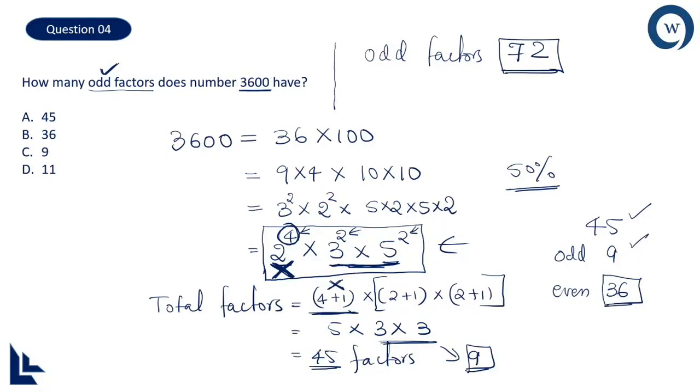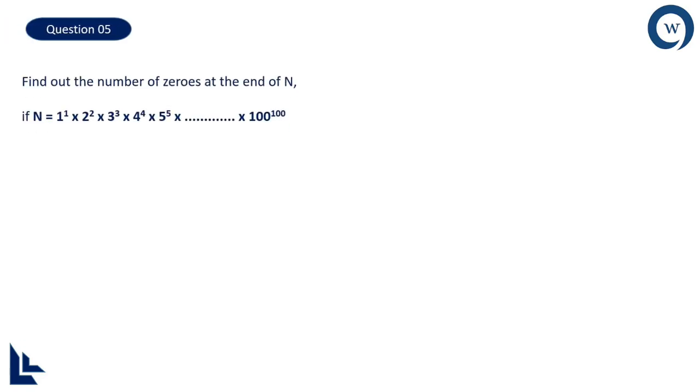Right, so we'll move on to the next problem. This is the last question of this video, and the question is: find out the number of zeros at the end of N, if N is equal to 1 power 1 into 2 power 2 into 3 power 3 into 4 power 4 into 5 power 5, and so on till 100 power 100.